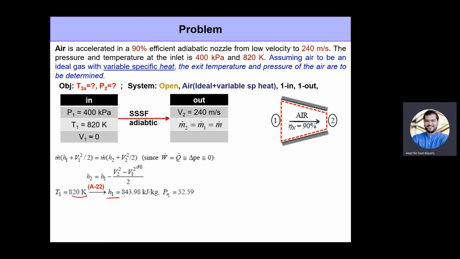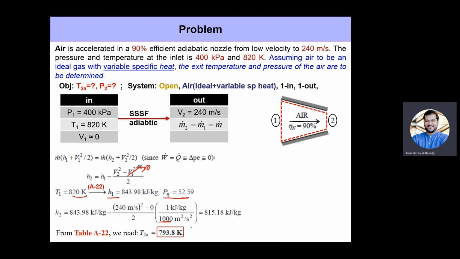At T1, you can get H1 directly. We will also get PR1 because we need it later. And S2 is simply equal to H1 minus V2 square by 2. We know that V1 square is 0, or V1 is 0. And when you plug in the numbers, be careful to remember to divide by 1000 to make the correct unit conversion. You can get H2 to be 815.18 kilojoule per kilogram, which through interpolation means that its T2A is 793.8 Kelvin or 794 Kelvin. Okay, so this is part A of the problem.